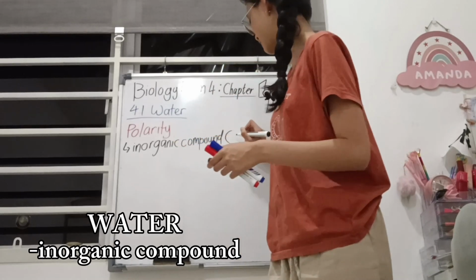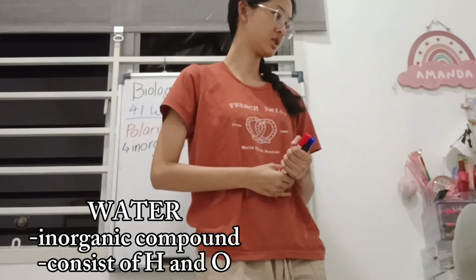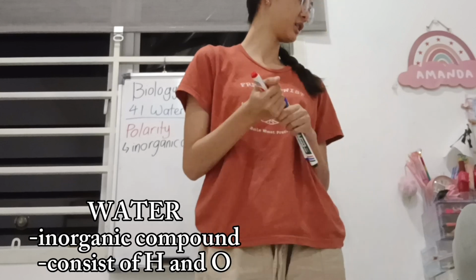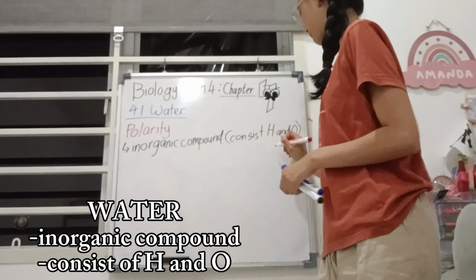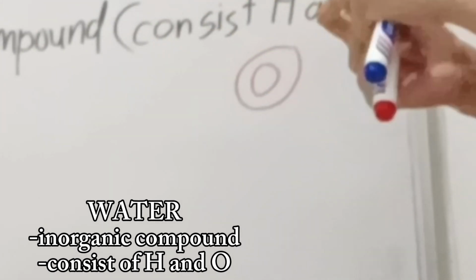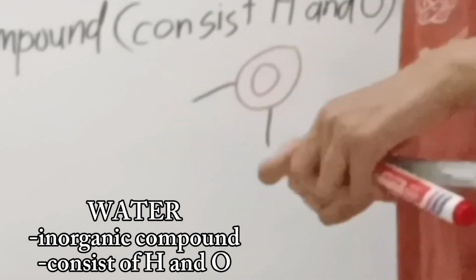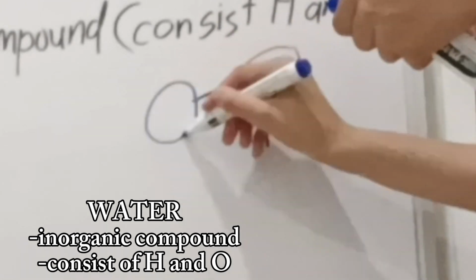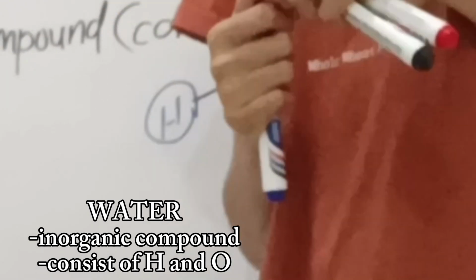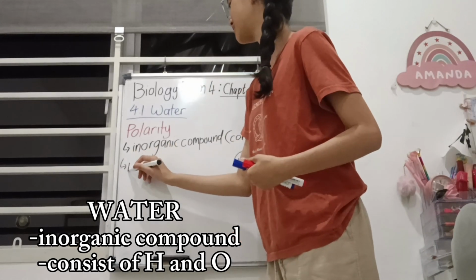They also said that water consists of hydrogen and oxygen. How does the molecule look like? Like this, of course. So this is the oxygen atom, and then there's this little thing called a bond, I think, and then there's another two circles, and this is hydrogen.